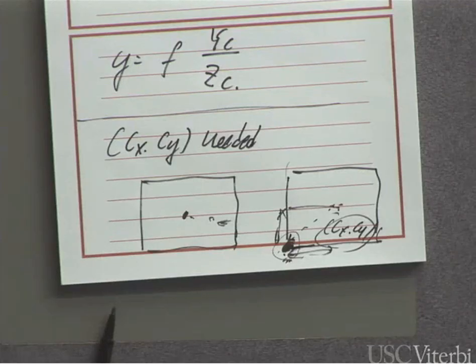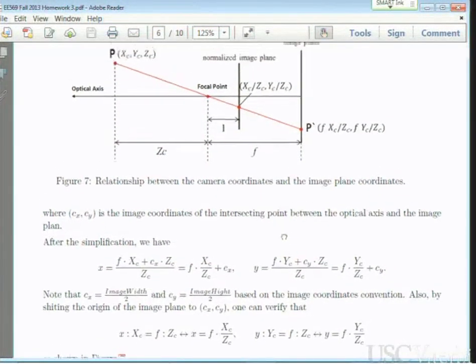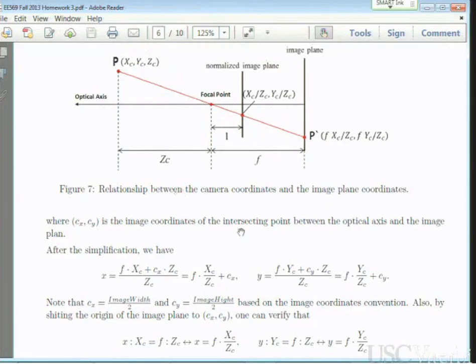So that's Cx, Cy, the image coordinate of the intersecting point. Cx, Cy is actually the coordinates of the intersecting point between the optical axis and the image plane. So basically, it's the center of the image plane. This is called the optical axis, and it intersects with the image plane either here or here. This is the normalized one. This is the general one, and that's the intersection.